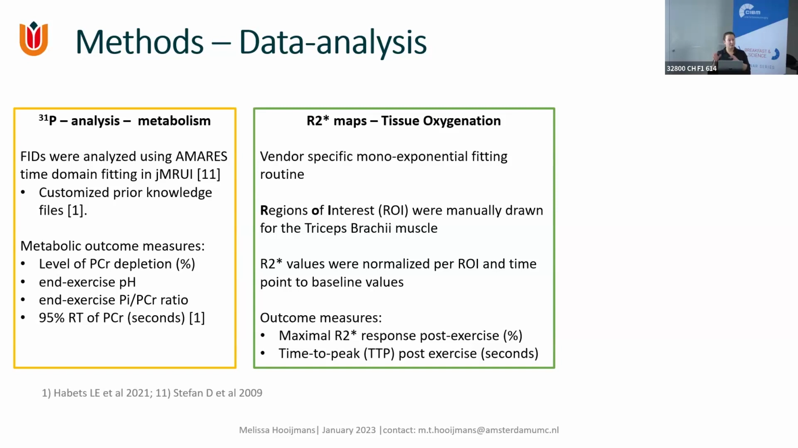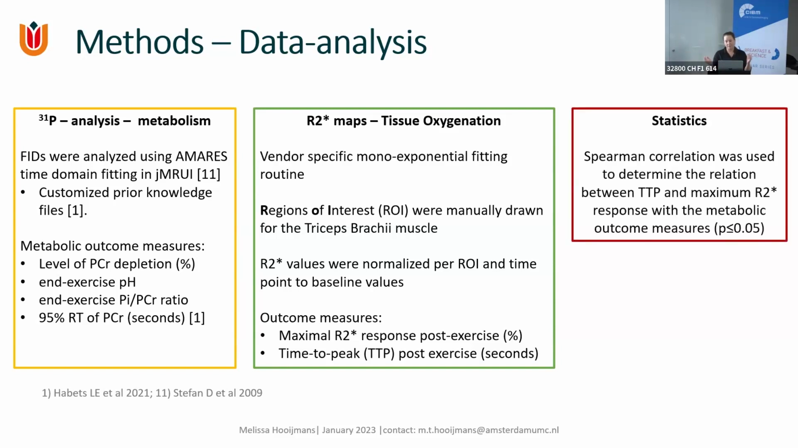And then we normalized those values towards the baseline data to give an indication of the post-exercise response in tissue oxygenation. Then we mapped the maximum value it reached and how much time it took to reach that specific value. And we looked into the relation between those two outcome measures, because some other groups have been doing separate works as well to see how they relate, but they didn't do them in one experiment; they did the same experiment twice to compare the phosphorus data with the capillary data.